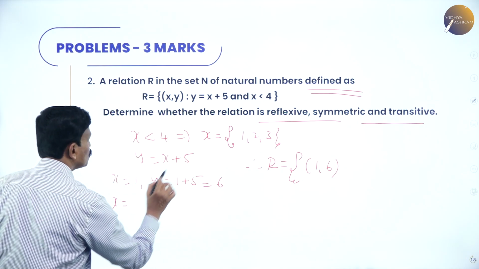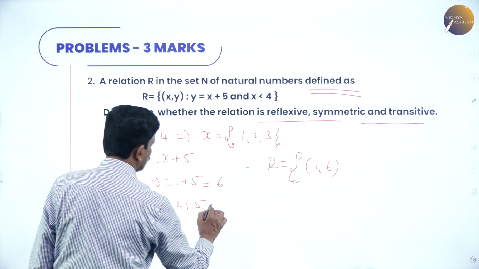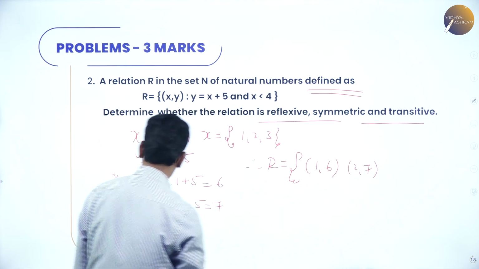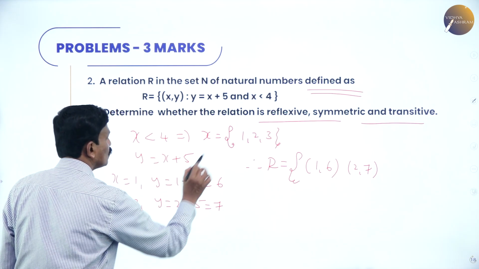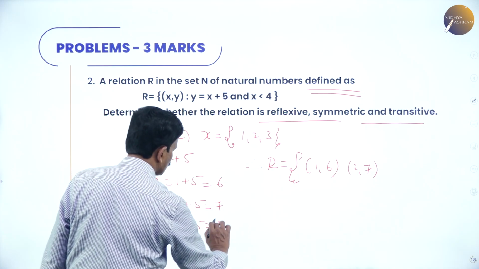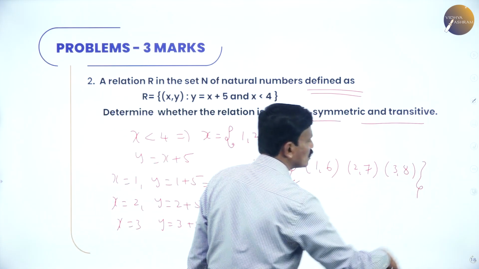When x is equal to 2, what is y? y is equal to 2 plus 5, which is 7. So we get (2, 7). When x is equal to 3, what is y? y is equal to 3 plus 5, which is 8. Then this is (3, 8). These are the elements of the set R.